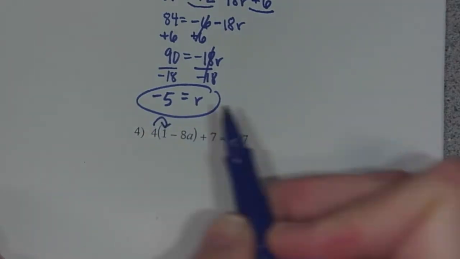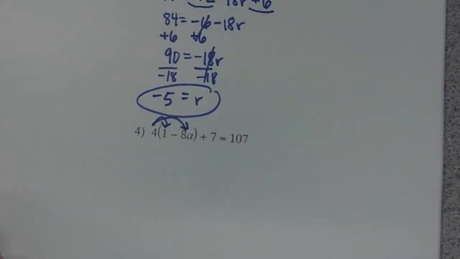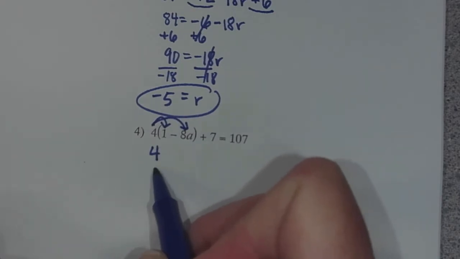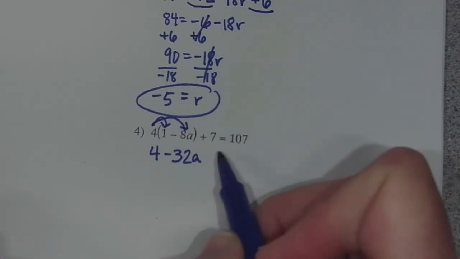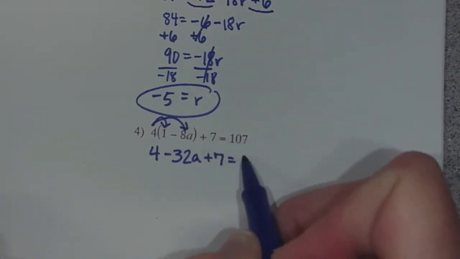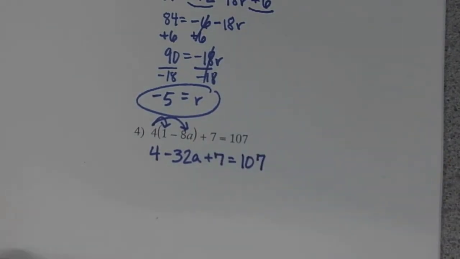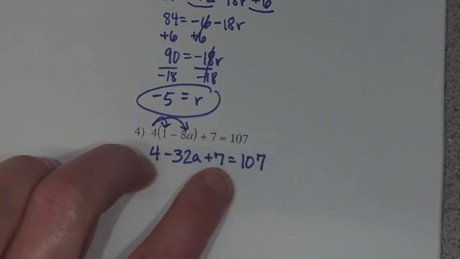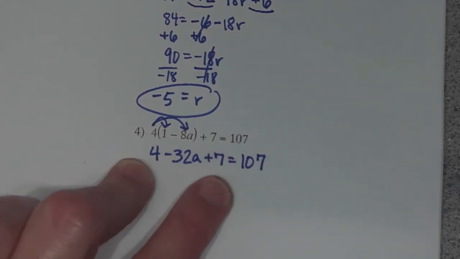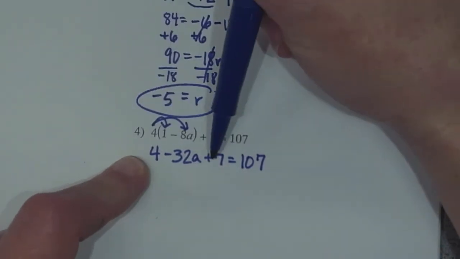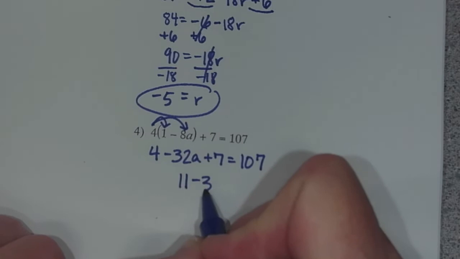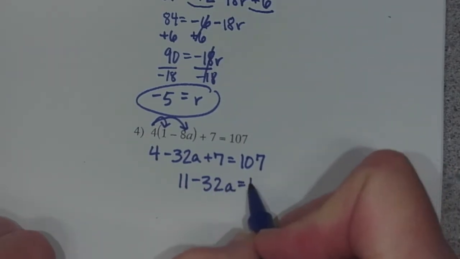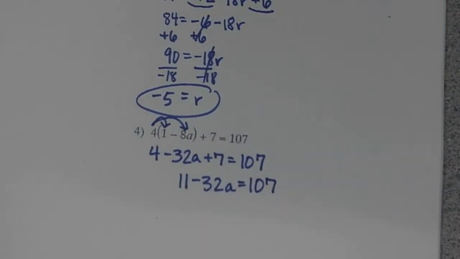4 times 1, and 4 times the minus 8a. 4 times 1 is 4, and 4 times negative 8a is negative 32a. Then I still have my plus 7 equals 107. Next, I'm going to combine the 4 and the 7. A positive 4 plus 7 is 11, and then we still have our minus 32a, which still equals 107. Now we have to get rid of the 32 and the 11.